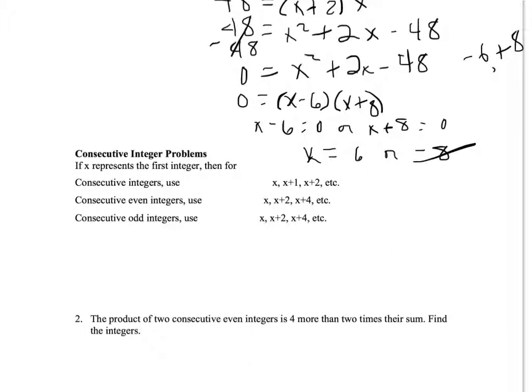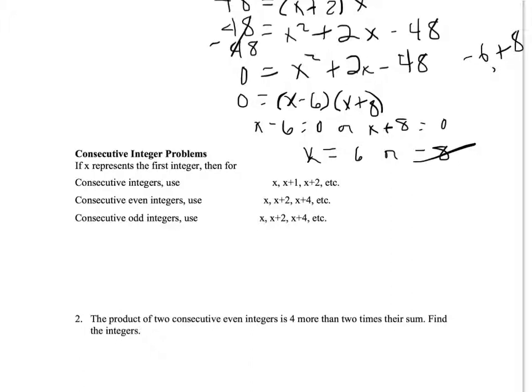So as long as they're consecutive integers, our pattern would be if the first number is x, because we probably won't know what the number is, we just know there is a number we start with. If I need the next consecutive integer, I add 1 to it. So x plus 1, x plus 2 would give us consecutive integers. Whether they're consecutive even or they're consecutive odd, think about it for a moment. If I'm only counting even numbers, I have to skip over the odd number that's in between. So I don't add 1 to get to the next number, I have to add 2.